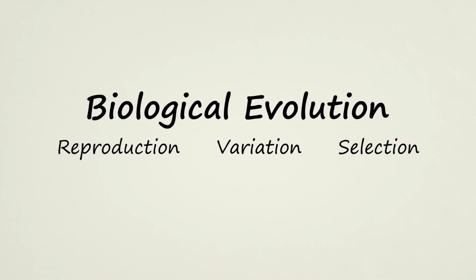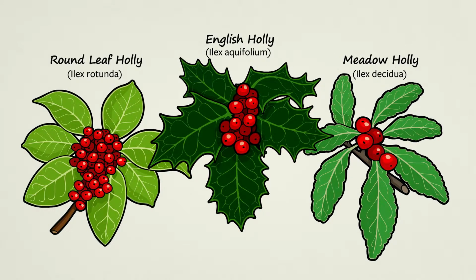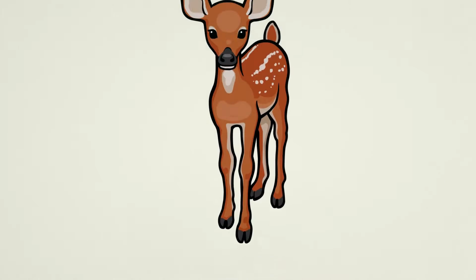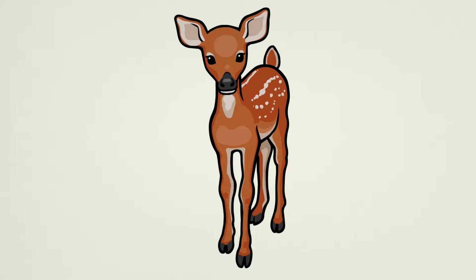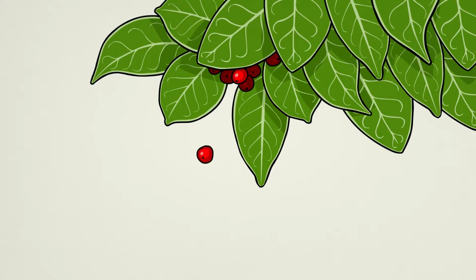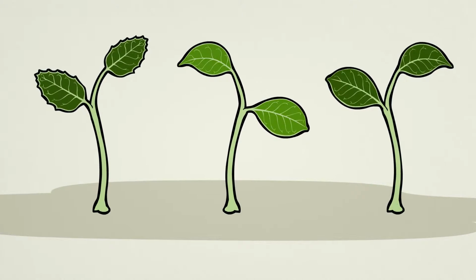For this to happen, biological evolution typically requires three conditions: reproduction, variation, and selection. Let's see how this works. Many species of holly have smooth-edged leaves. English holly, however, is covered in spikes which protect the plant from deadly predators. How did these weapons first evolve? Well, when a holly plant reproduces, its offspring often show random variation. They are slightly different from their parents and slightly different from each other.